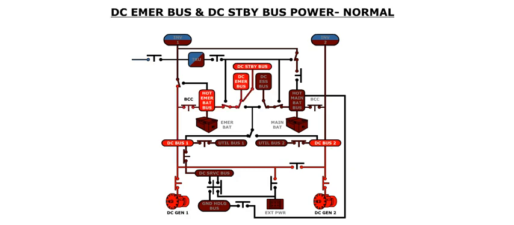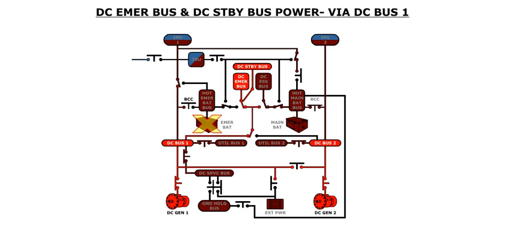The DC emergency bus and the DC standby bus are normally powered by DC bus 1 through the hot emergency battery bus. If one of the two batteries has a thermal runaway, the battery charge contactor will open, and the associated bus will be transferred to DC bus 1. If DC bus 1 is not powered, then a main bus transfer contactor will close, which will cause the associated bus to be powered by DC bus 2.